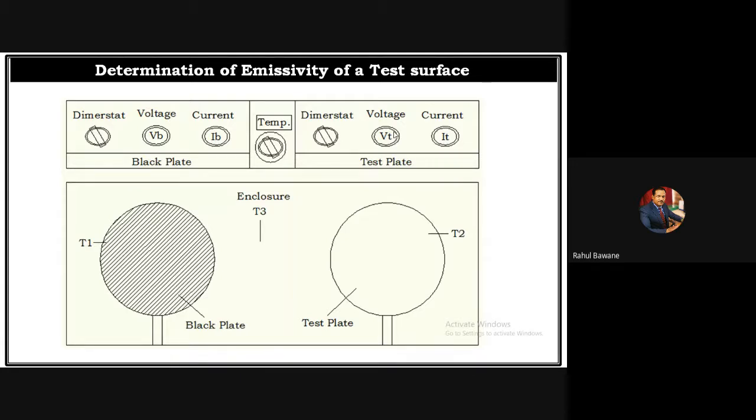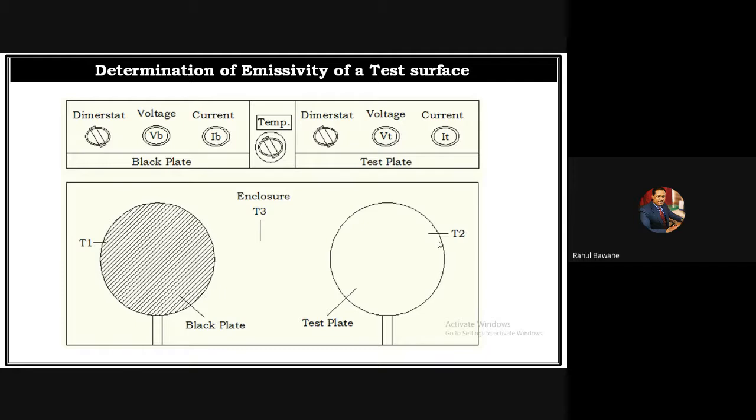So what we do is keep the black plate at, suppose, 50 volts, and maintain the test plate voltage at, suppose, 45. That means there is a 5 volt difference. The black plate is heated according to 50 volts and gains some temperature. The test plate is heated according to 45 volts and gets some temperature. Obviously, with higher heating, the temperature will be more for the black plate as compared to the test plate, and both plates are kept in an enclosure.